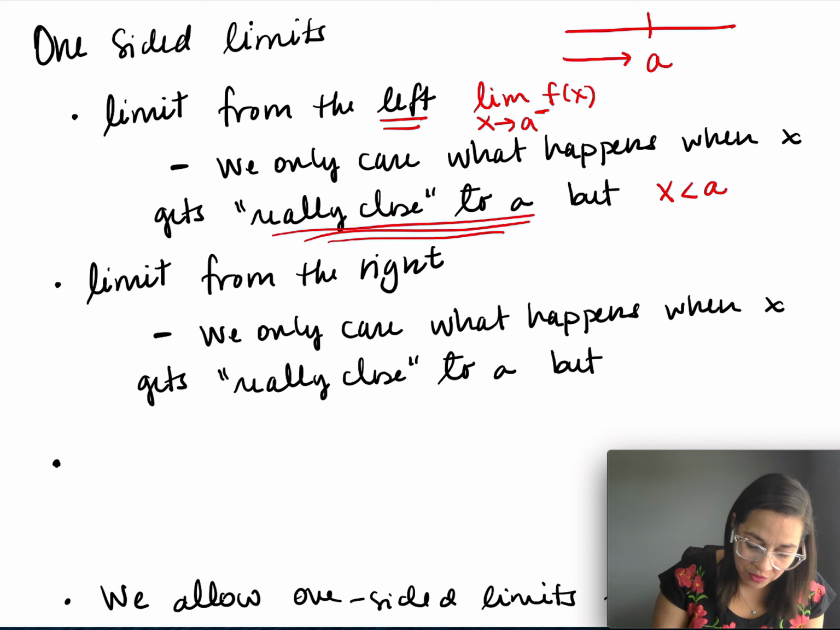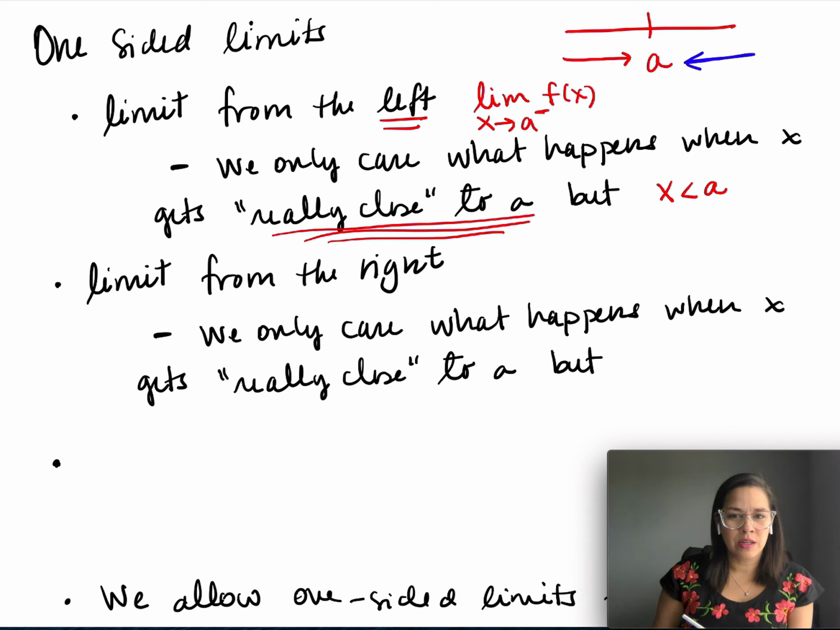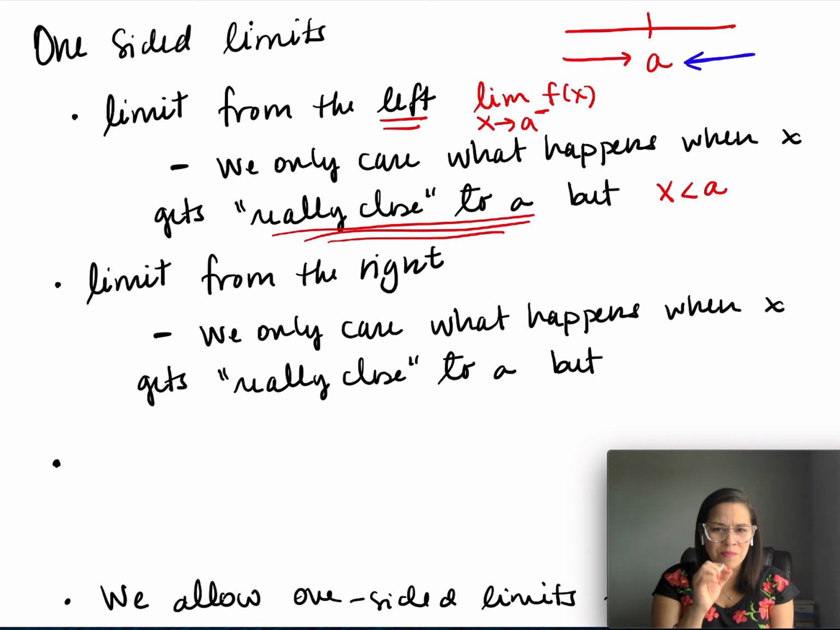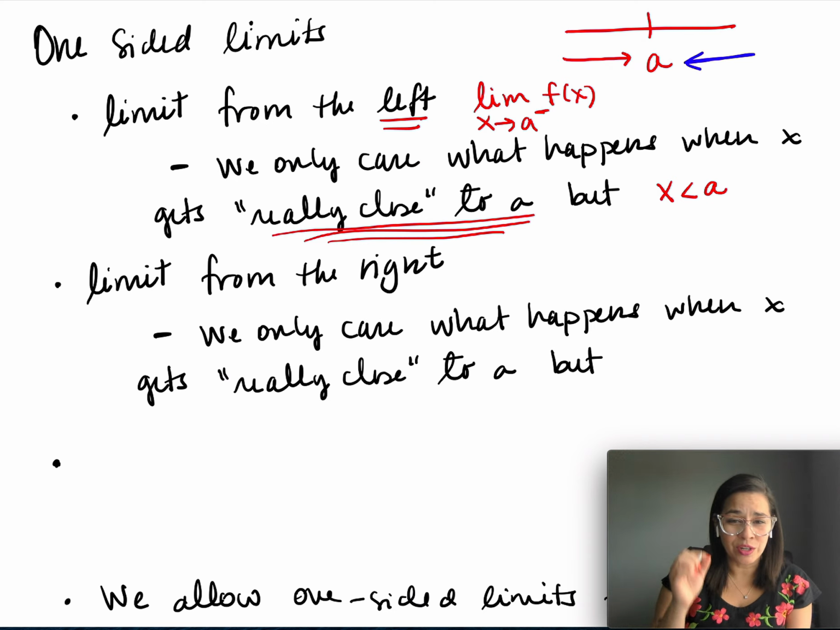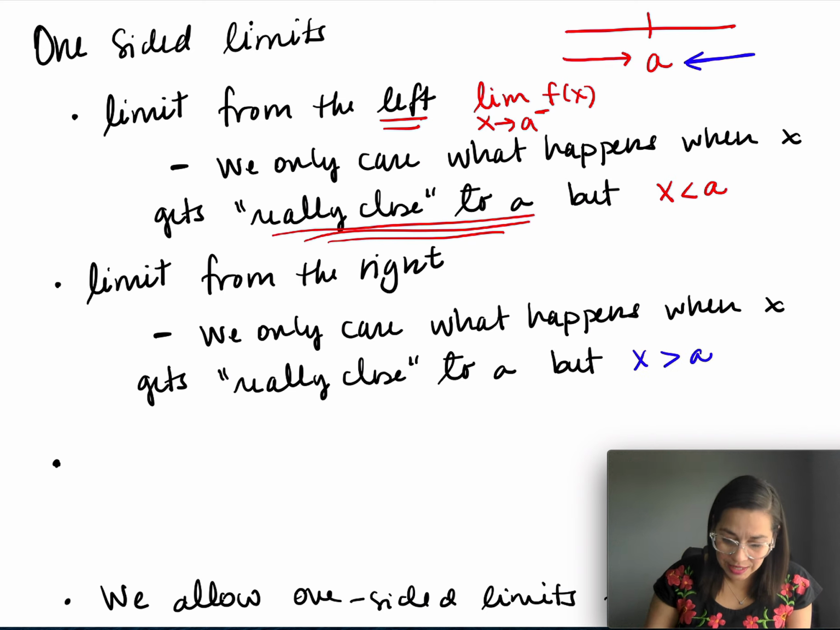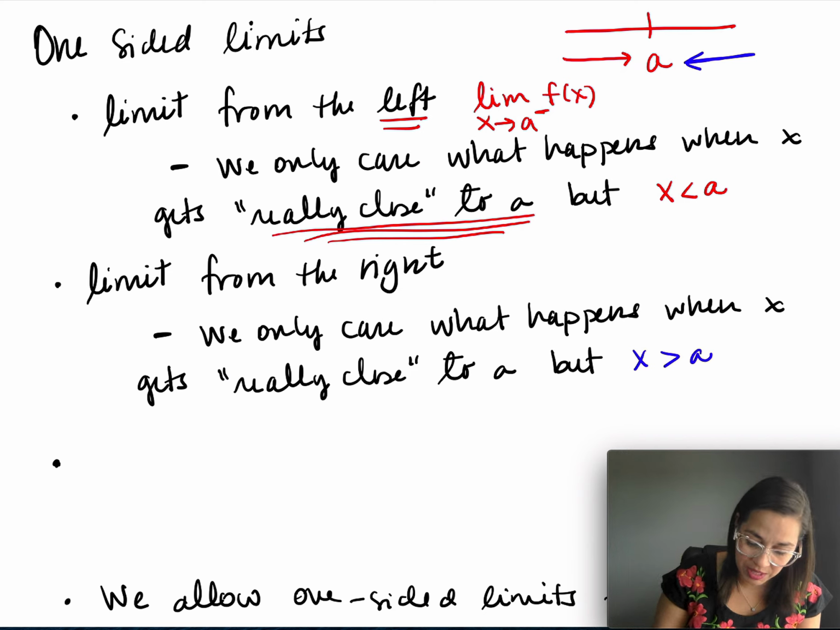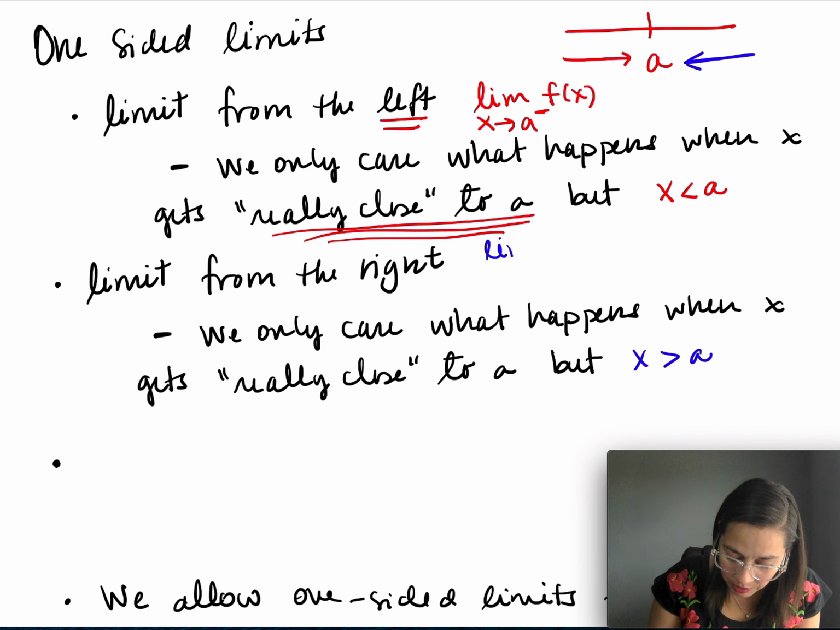Now, if I'm coming from the right, then again we're taking numbers really close to a, but they're larger than a. So this is x greater than a, and then again, if I do x minus a, I'm getting something greater than 0, and that's why my notation tells me that now I'm going to write lim as x goes to a from the right of f of x, okay?